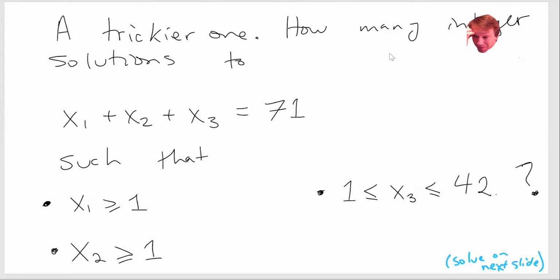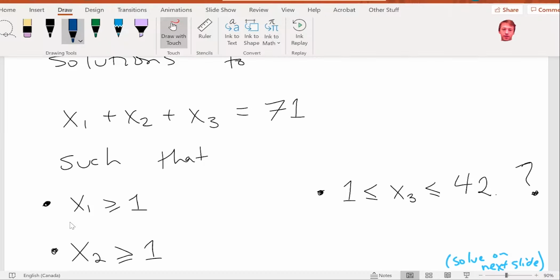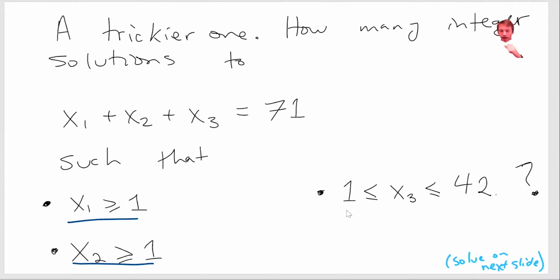Here's a slightly trickier one. So we've got x1, x2, x3 add up to 71. x1 and x2 have the usual constraints, nothing interesting. They're at least 1. And now I've got x3, which is at least 1 and at most 42. So any thoughts on how I might deal with this?